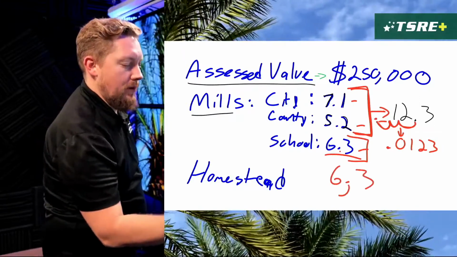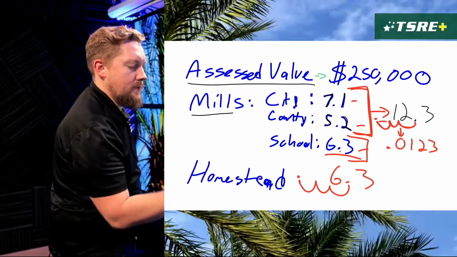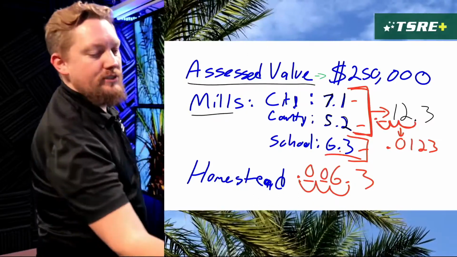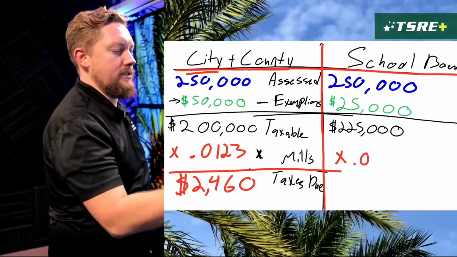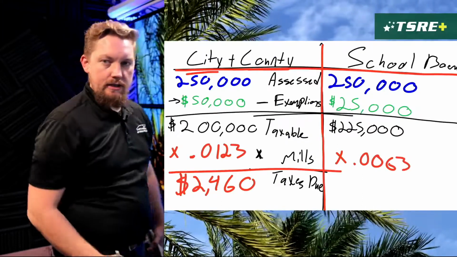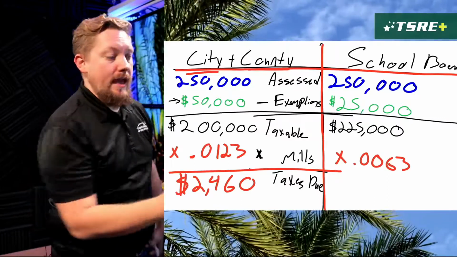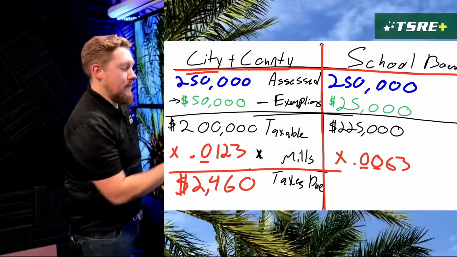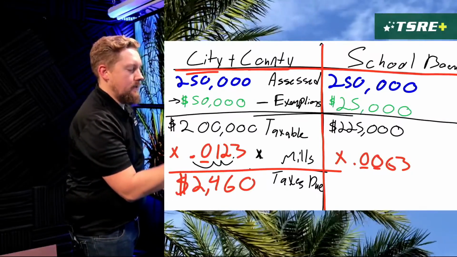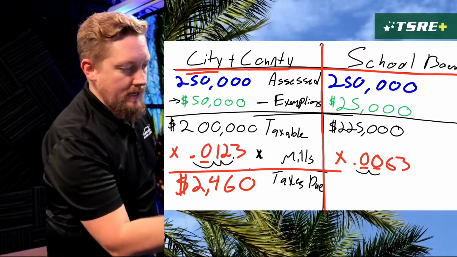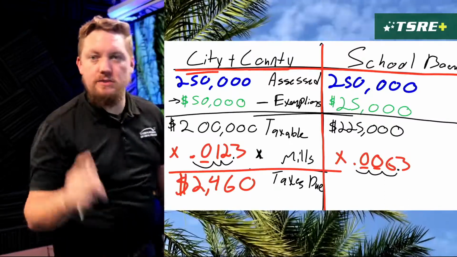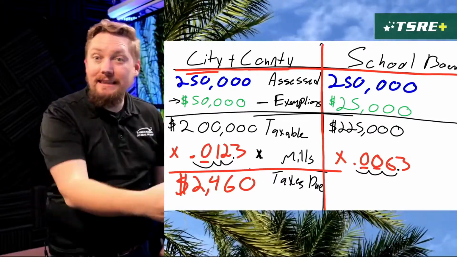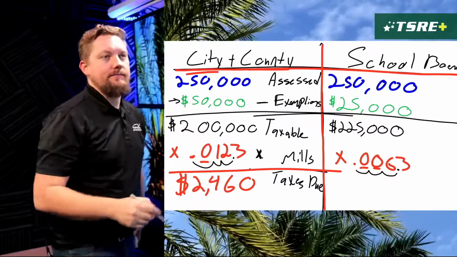So 6.3, but 1, 2, and 3 decimal places. Boom, boom, 0, 0.0063. That's how we're going to put that in our calculator, 0.0063. So notice it's not about how many zeros you add. Here we added 2. Here we only added 1. It's not about the number of zeros. It's about the number of decimal places. So 3 decimal places always when it comes to mils, because it's 1/10 of a penny. A penny would be 2 decimal places. 1/10 of a penny, aka a mil, 3 decimal places.